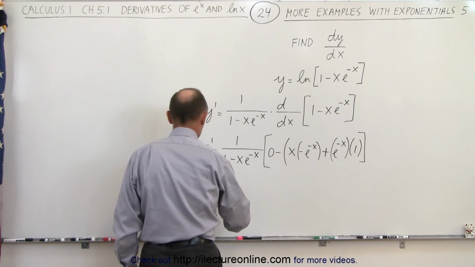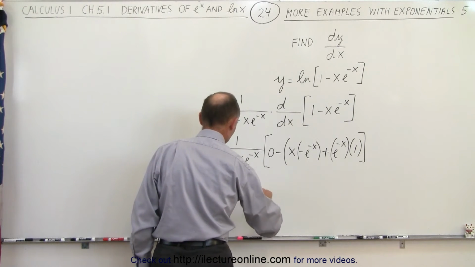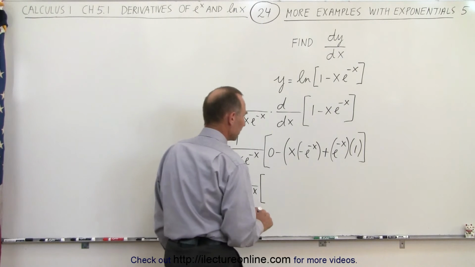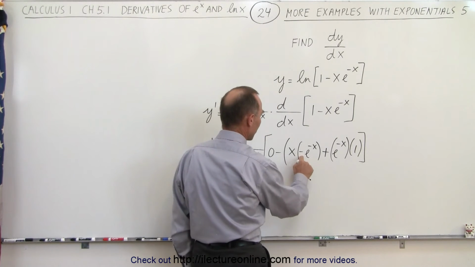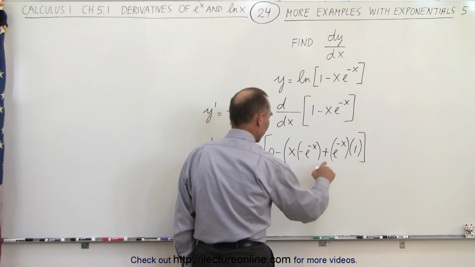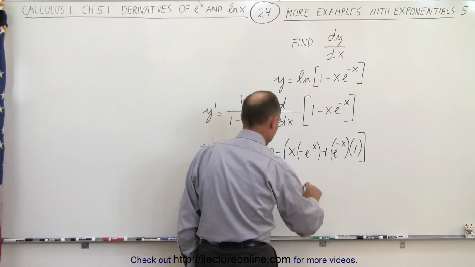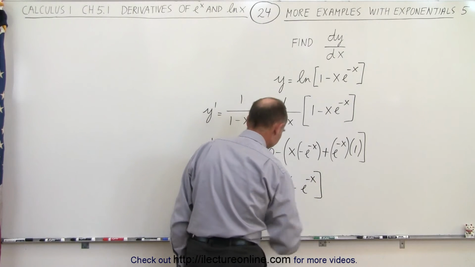Now we have to simplify that. So we have y prime is equal to 1 over 1 minus x e to the minus x times the quantity. So we have a minus here and we have a minus there. So they cancel out. That leaves us with an x times e to the minus x. And here we have a minus times a plus. That becomes minus e to the minus x.